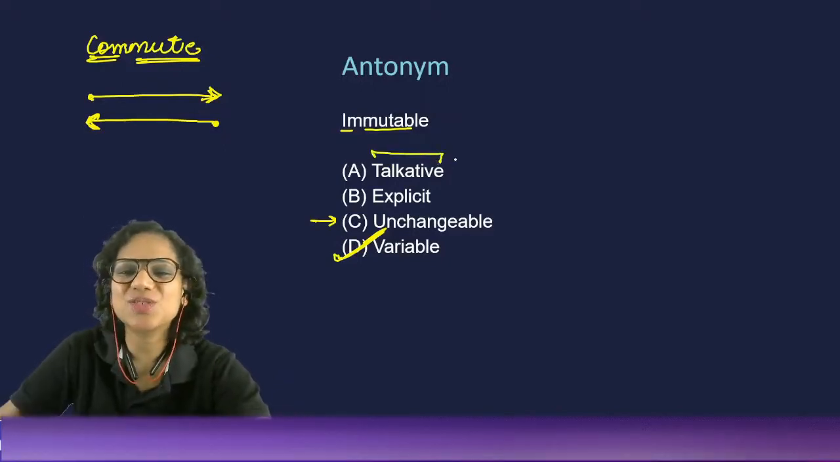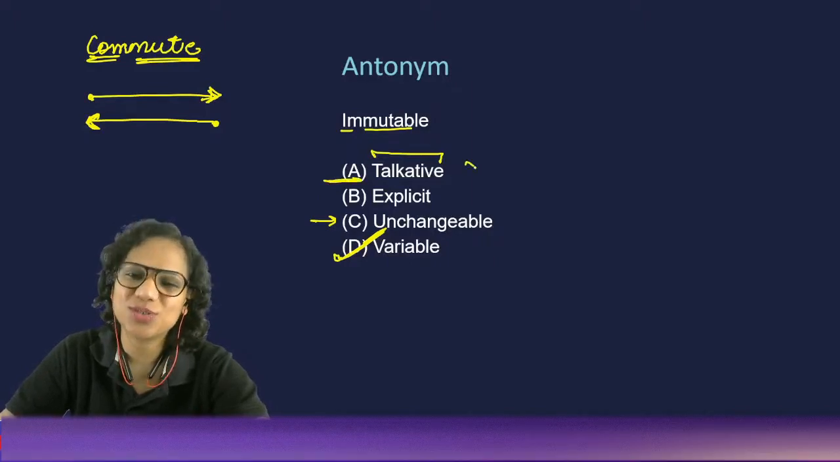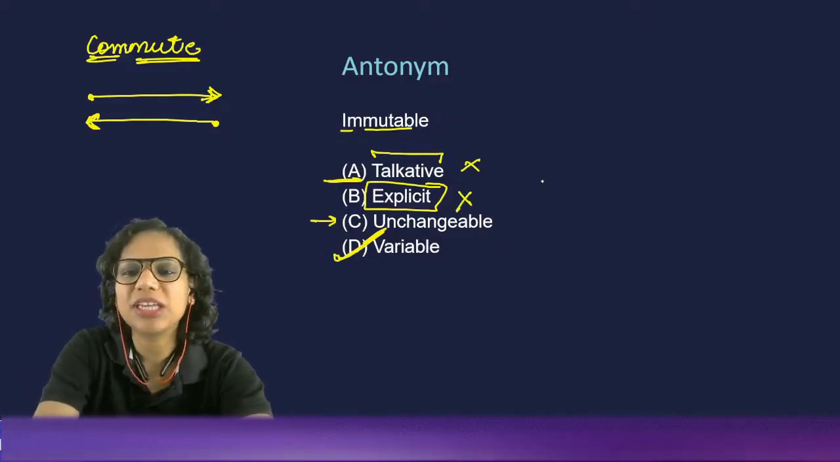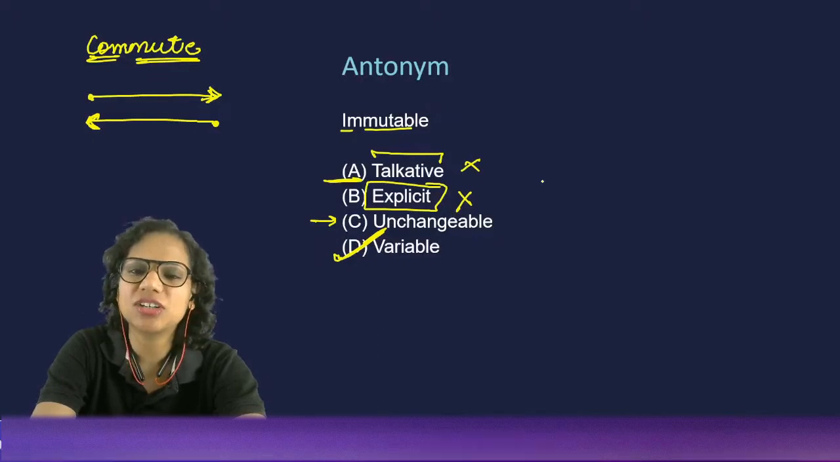It does not have anything to do with muting the volume. So these were just to confuse you. A was just to confuse you. Explicit, again, is not related to immutable. It is not about something being explicit and implicit. It's about something changeable, something not changeable.